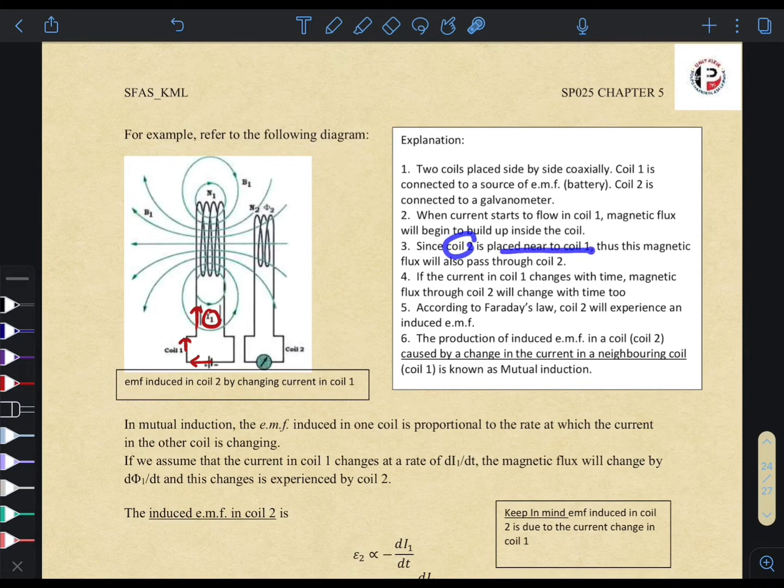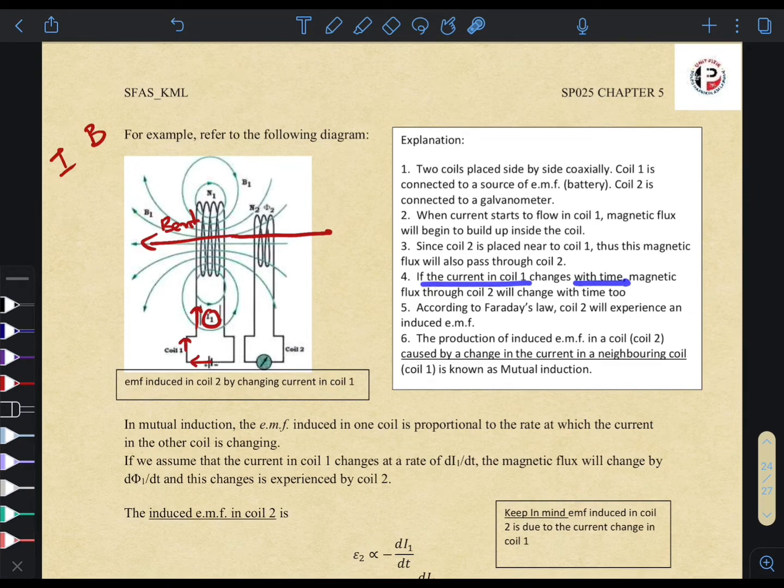Since coil 2 is placed near to coil 1, thus this magnetic flux will also pass through coil 2. Okay, sebab dia berada dekat sebelah, kita akan tempias lah. So whatever magnetic field yang kita create dekat point sini using your right hand grip rule, sebab kita tahu dalam chapter 4, when you have I, you can produce B. So kita akan produce B in this direction. So this is your B external. B external ini akan tempias sampailah dia kena coil kedua kamu. So your coil kedua pun akan ada flux.